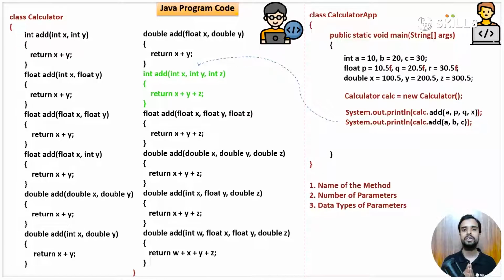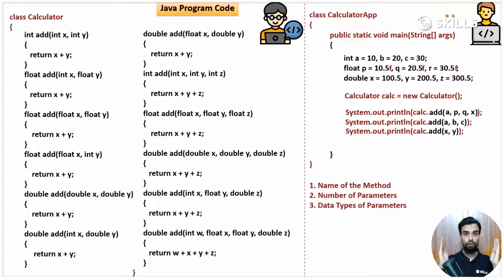Next, let us understand how the Java compiler is going to resolve this particular method call. Wherein, as all of you can observe here, we are calling the add method this time by sending two double type values. As usual, the first information with which the Java compiler is going to visit the calculator class is simply going to be the name of the method. In this case, it happens to be add.